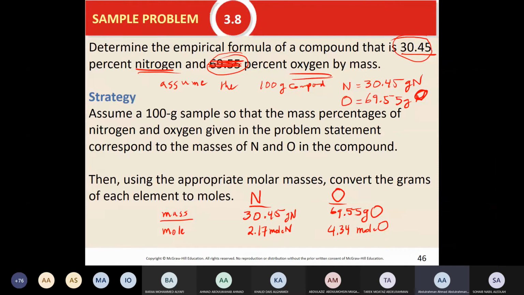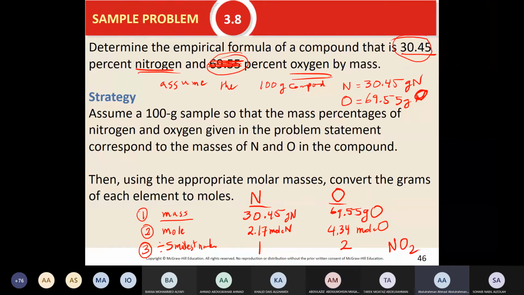That's step 1, that's step 2, and now I'll go to step 3, and I will say divide by the smallest number. Which one is the smaller number? 2.17. So when you divide by 2.17, what are you going to get here? 1 to 2. That's the empirical formula. What's the empirical formula in this case? NO2. Is this clear?